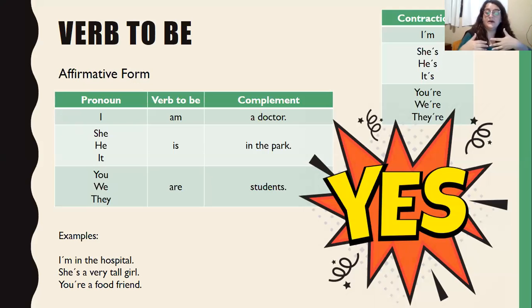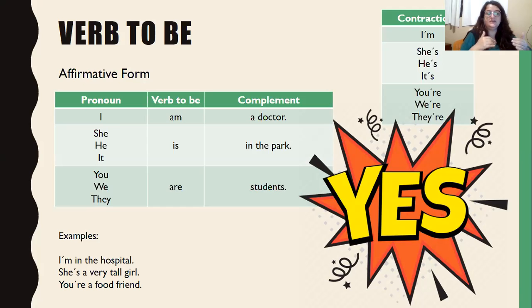So we have the pronouns in this case, in this moment. So we have I, she, he, it, you, we, and they. Everyone knows these pronouns, right? So we are going to use verb to be dependent on the person that is talking, on the person the sentence is talking about. So on the first example, we have I. So it's the first person, and with I, we are gonna use am. I am a doctor. With the third person, she, he, it, we are gonna use is.